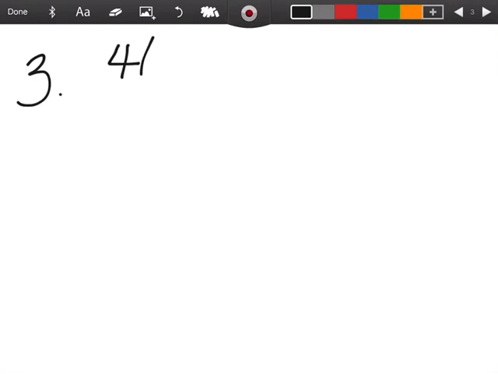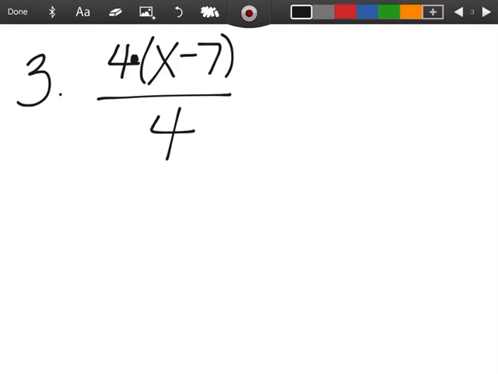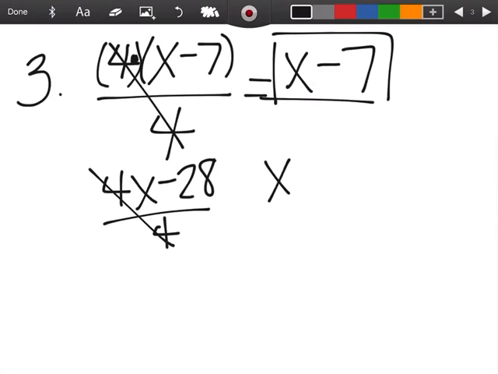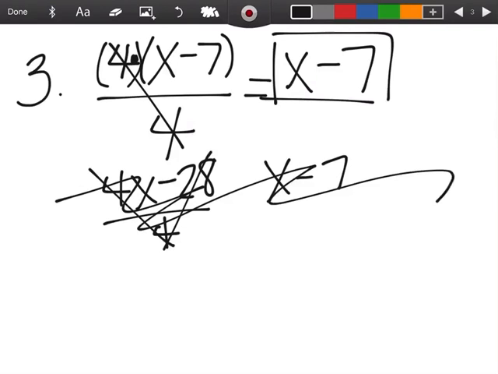Number 3, I'm going to say 4 times the quantity x minus 7 over 4. These are factors. This is the factor 4 getting multiplied by the factor x minus 7. So the 4's can cancel and I get x minus 7. There's no need for me to distribute the 4 and get 4x minus 28 because both of those are divided by 4. You're left with x, and then both of those minus 7. You get the same thing. So there's no point in doing that. You can just simplify the 4's.